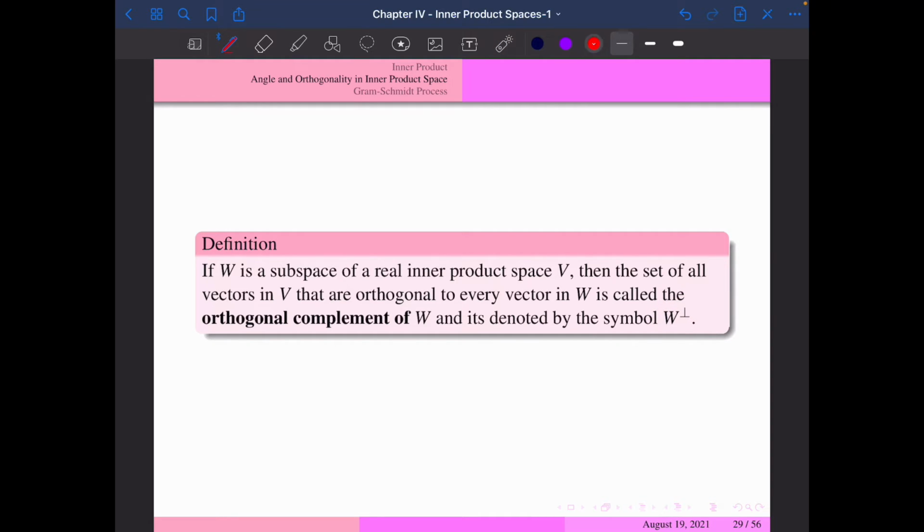From our definition, we can write that W perp is the set of vectors Y such that Y is an element in V, the big vector space, and this vector has the property that the inner product of Y and X is equal to 0 for all vectors X in the subspace W. This is the definition of W perp written as a set.